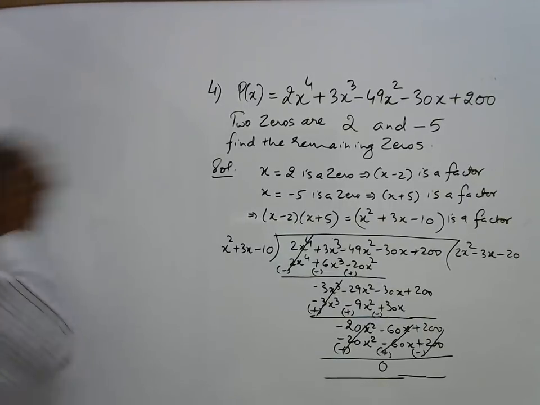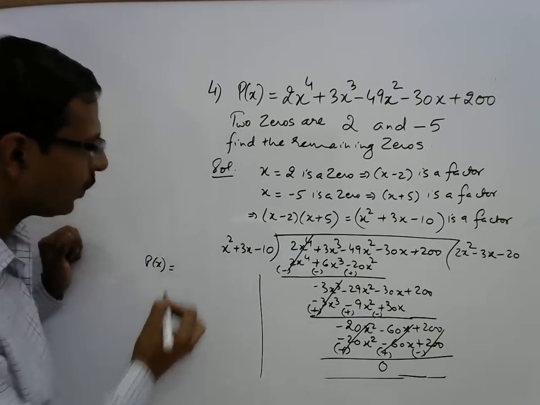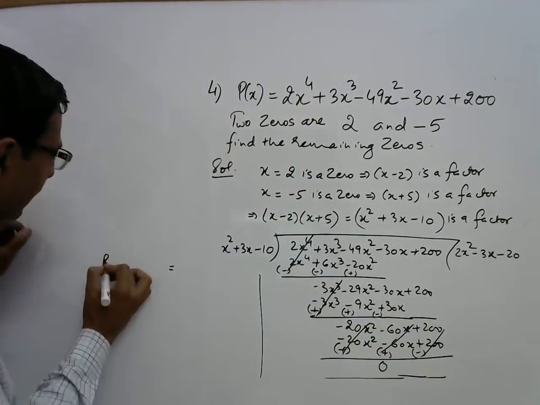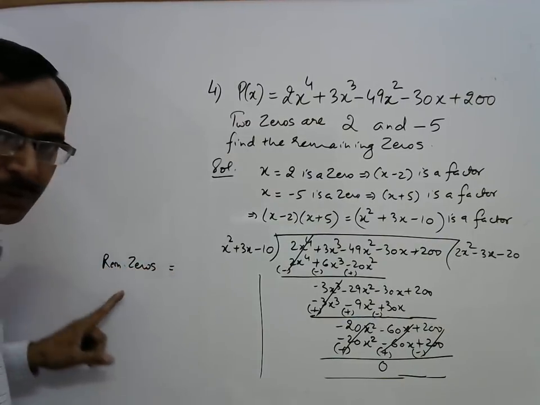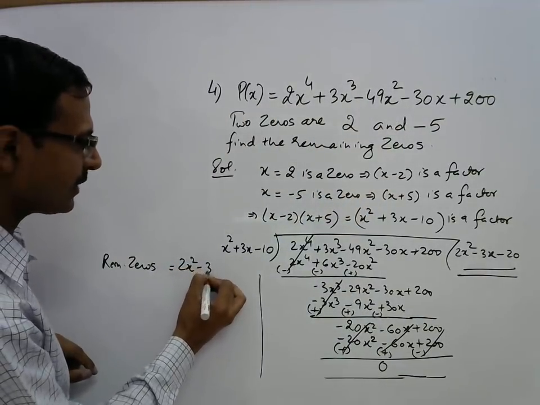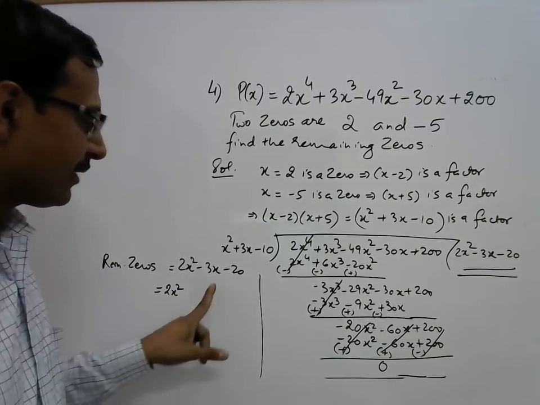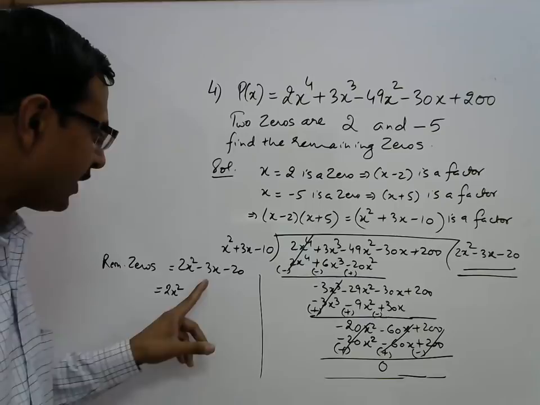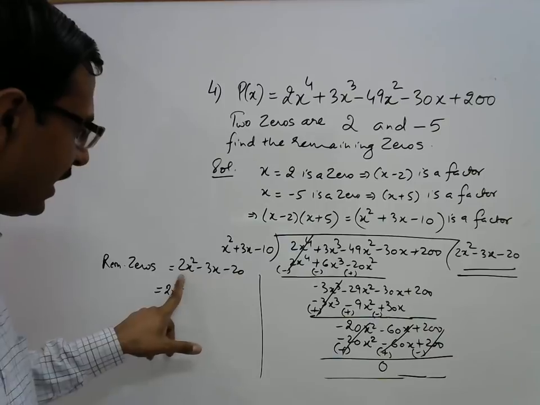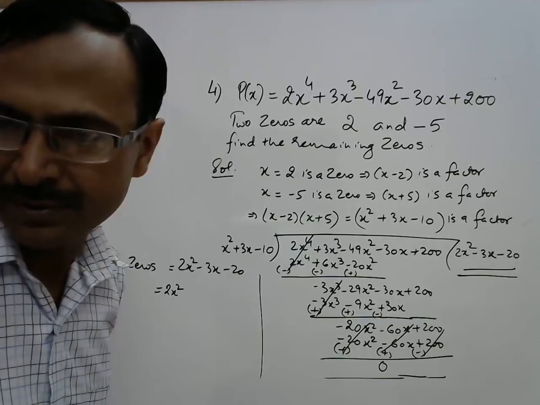So we will solve the remaining part here. For p(x), I am writing only the quotient; the remaining zeros will be obtained by factorizing this: 2x square minus 3x minus 20. Now factorize this 2x square. Now we need 40 here. So what are the factors? How will we split the middle term? Can anyone tell me the splitting of the middle term? You need to get minus 8 and plus 5. Splitting the middle term. Any takers?